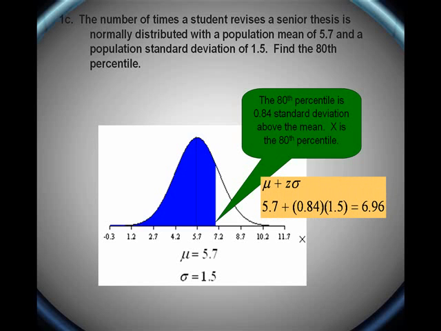So we can just take the mean and add 0.84 standard deviations, or mu plus z times sigma. So 5.7 plus 0.84 standard deviations, which is 1.5. Work that all out and you'll get 6.96. And so about 80% of values are below 6.96.